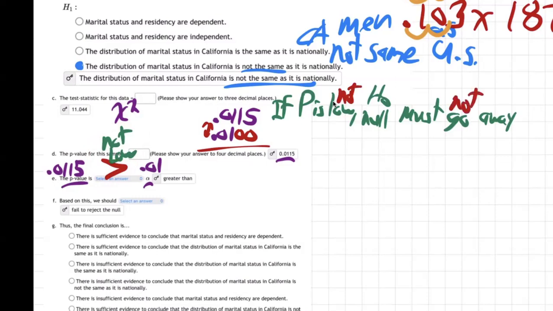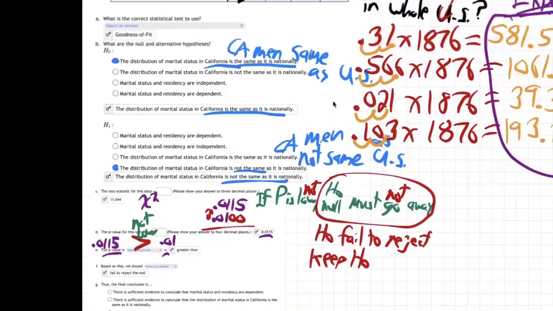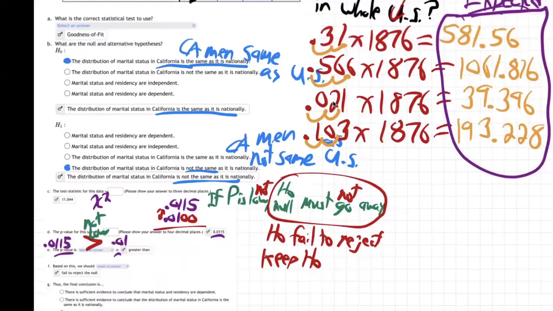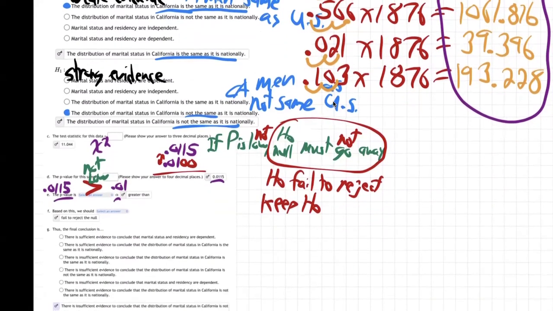H0 must not go. So in our case, H0 is not going to go away, meaning we're going to fail to reject. We're not going to reject it. We're going to keep H0. And then what does that mean? Remember, you always want to write next to H0 weak evidence, and by H1 strong evidence every time. H0 is weak and H1 is strong evidence.